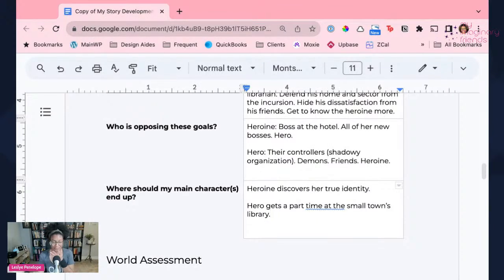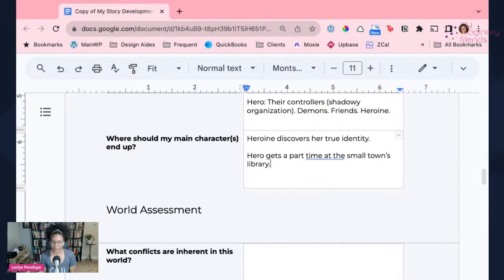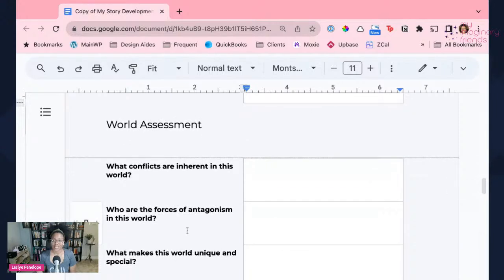That's really hot. Does anyone have any questions so far about this? Did I miss anything? Okay. Just shoot them in there and I will be sure to check. So now the world. Conflicts inherent in the world. All right.